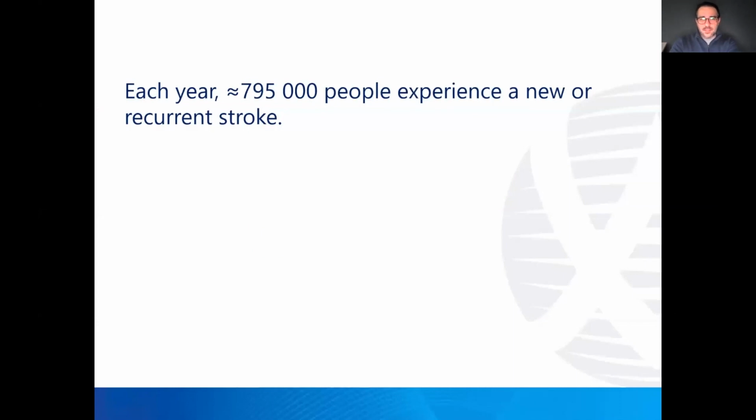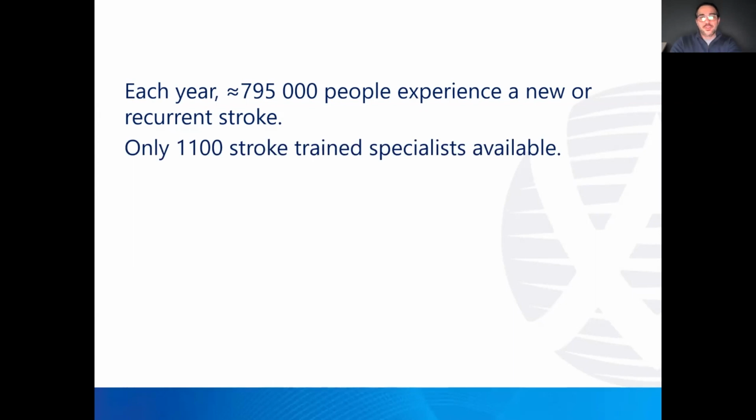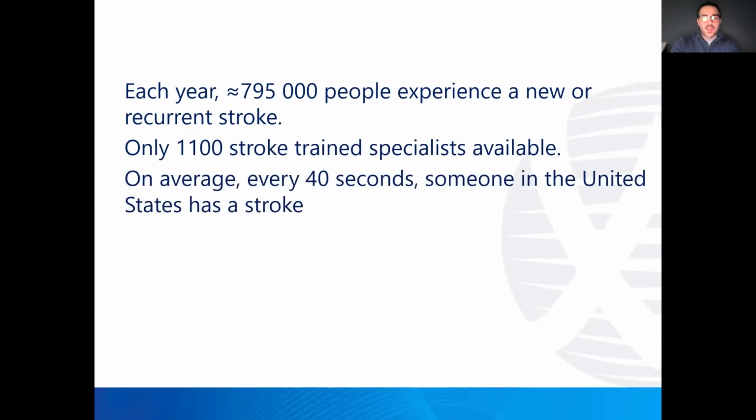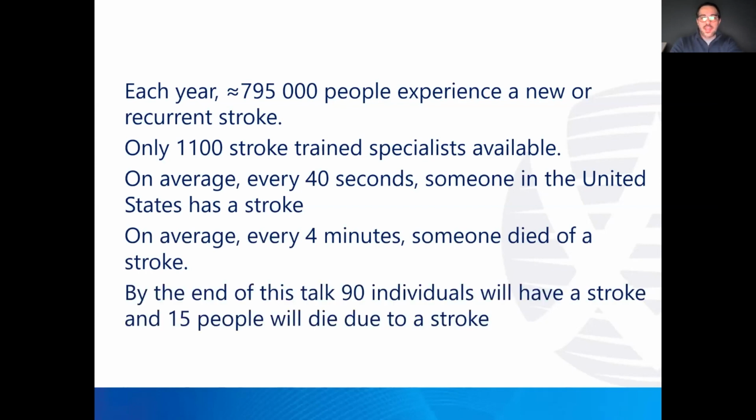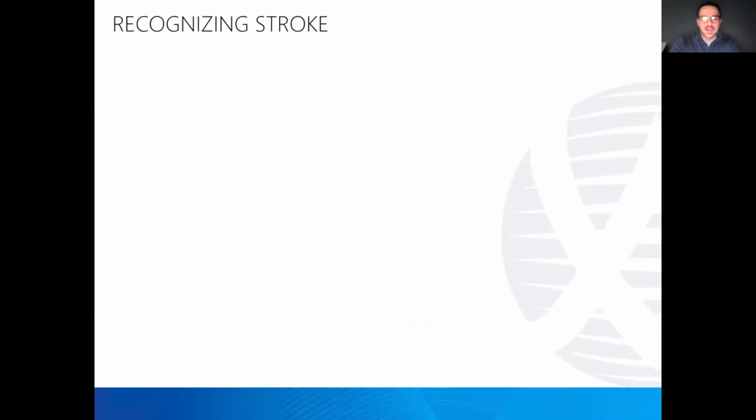Every year, almost 800,000 people will experience a new stroke. There are only 1,100 stroke-trained specialists in this country, and on average, every 40 seconds, someone in the United States has a stroke. On average, every 4 minutes, someone dies of a stroke. By the end of this talk, 90 individuals will have had a stroke and 15 people will have died due to a stroke. With this being Stroke Awareness Month, this is honestly a very humbling slide. Every time I go over these numbers, it truly is very humbling, and I always feel frustrated when we see them.